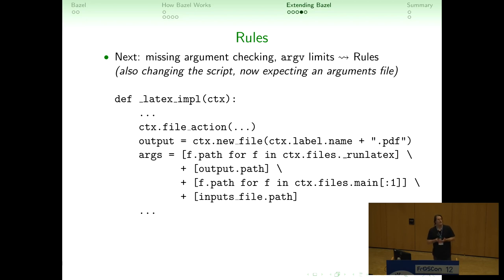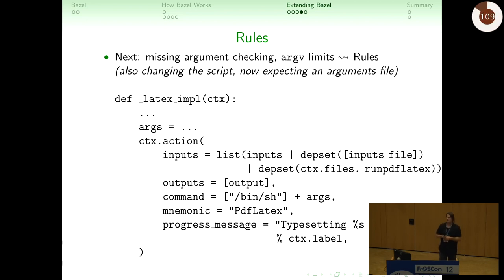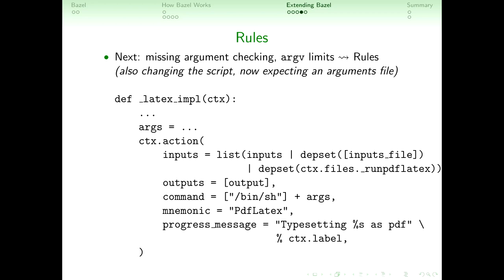Then you compute the command line as you would want it, as a list of strings. Once you computed the arguments, there is an action where you specify inputs and outputs as a list of files, and you specify a command as a list of strings that can be called by exec. And you have an additional bonus: you can specify a progress message so that in the interface you see what is actually happening. Oh, it's a LaTeX invocation, not just executing a general command.